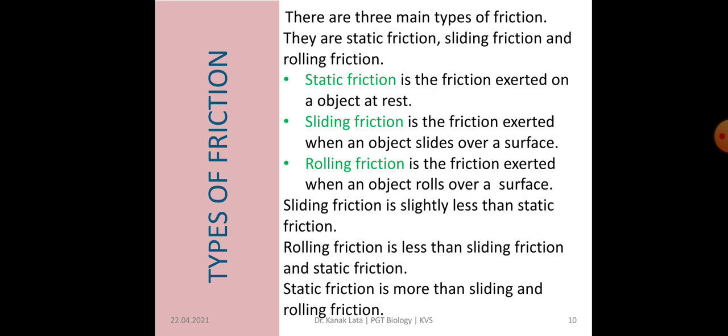Now, let us see about types of friction. Force of friction is classified into three main types. What are they? They are static friction, sliding friction, and rolling friction. Let us see what the differences between them are.